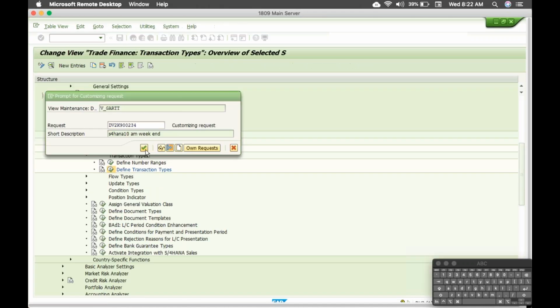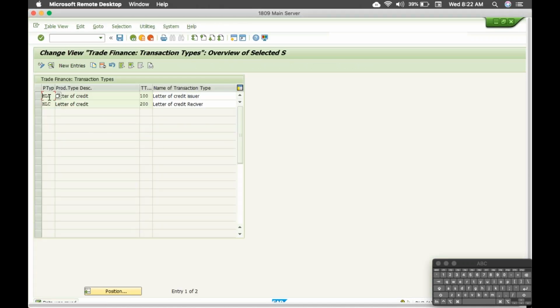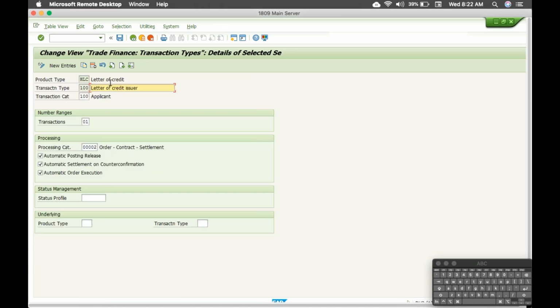See, let's take the letter of credit. Who is going to issue? I am going to issue the letter of credit. Who is the issuer? I am the applicant, who is going to issue the letter of credit. So the letter of credit issuer, who is named applicant, is going to issue it. So I am going to create an order, contract, and settlement in my system. Then number two, letter of credit receiver. Who is the receiver? The beneficiary.